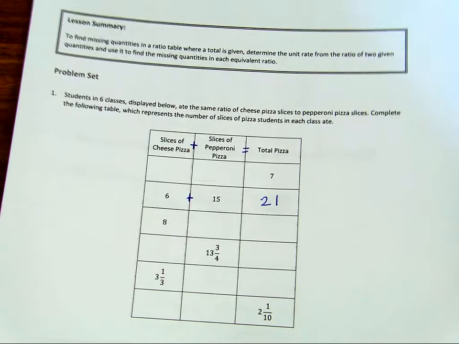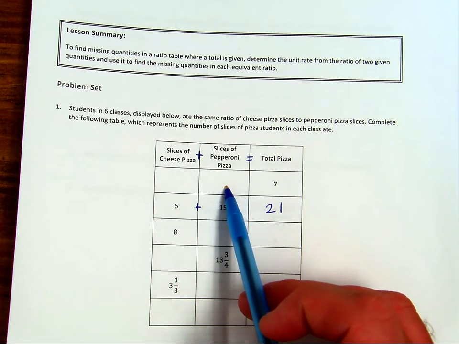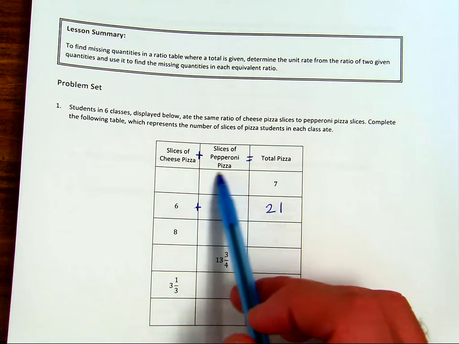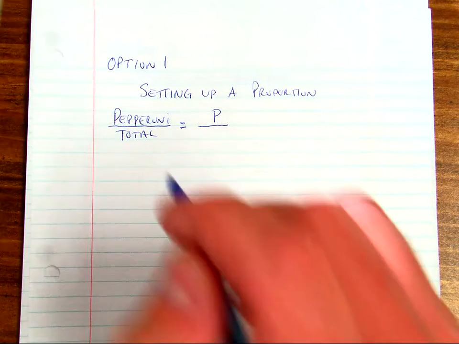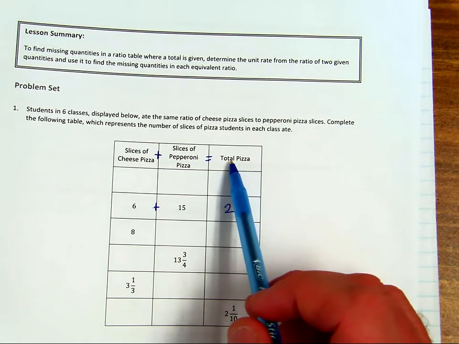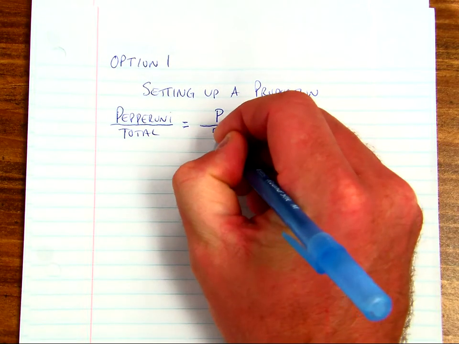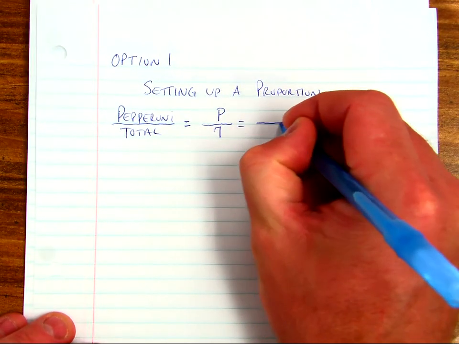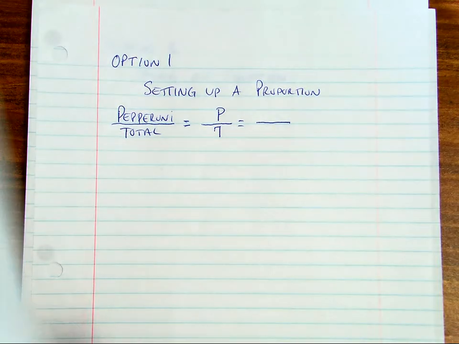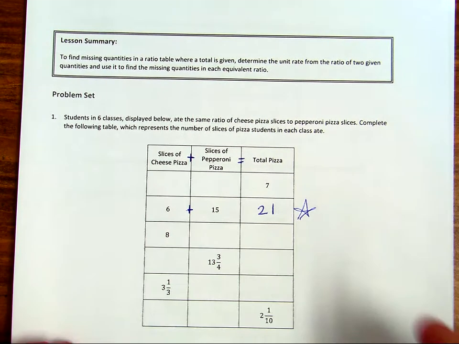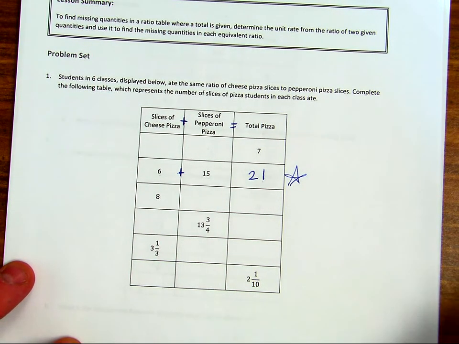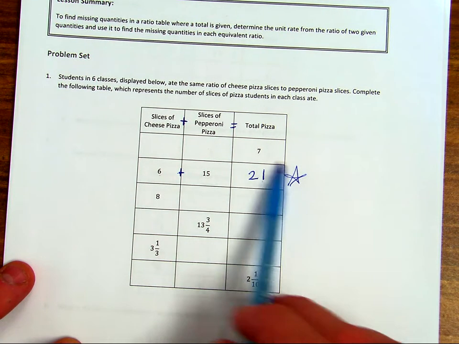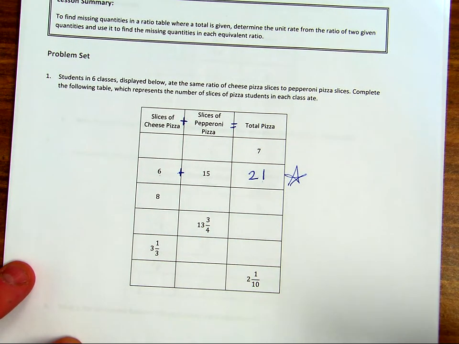If I look at row 1, slices of pepperoni pizza, I have an unknown. It's blank. So I'm going to substitute the letter P for pepperoni. And if I look in the total column, I have 7. 7 total pizzas. I will be using this row, and I choose this row because all of my numbers are whole numbers, number 1. And number 2, this is the only row where I know all 3 values.